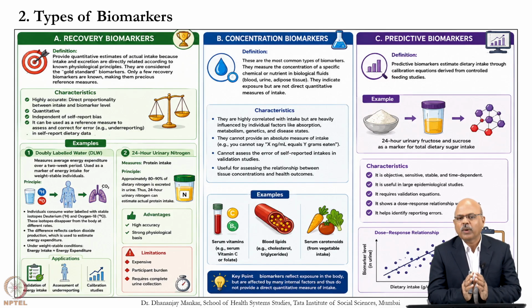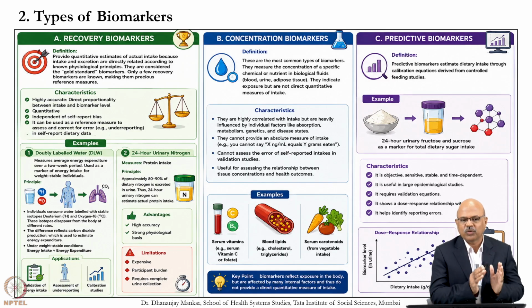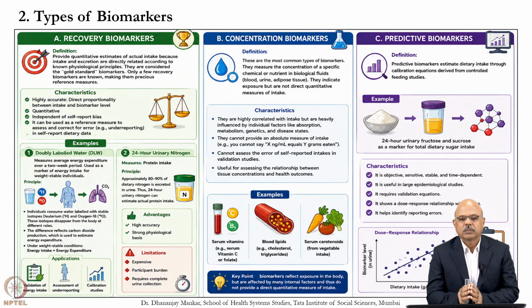Concentration biomarkers cannot provide an absolute measure of intake. You cannot say X milligram per ml equals Y grams eaten. It is not possible. They cannot assess the error of self-reported intakes in validation studies. But they are useful for assessing the relationship between a tissue's concentration and a health outcome. Now you can take the example of serum vitamins. Example, serum vitamin C or folate and its relation to the disease condition. Example, blood lipids, cholesterol or triglycerides, or serum carotenoids from vegetable intake.